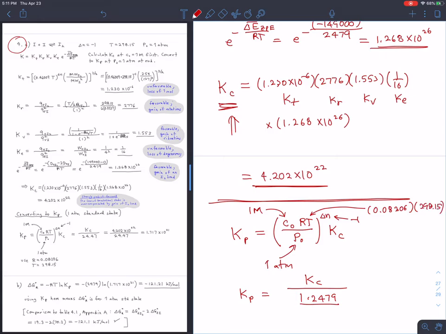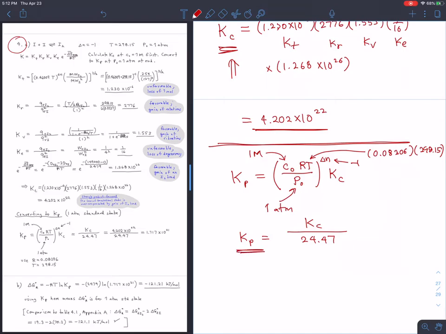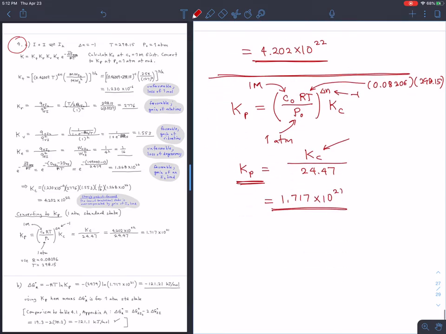Sorry, let me rewrite that. If you do the calculation out, that turns out to be 24.47. So the Kp value is just about 25 times smaller than the Kc value, and when you plug the numbers in, 1.717 times 10 to the 21 is the value for Kp. All right, that's all of part A.